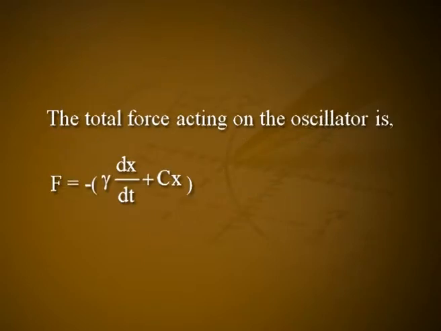The total force acting on the oscillator is F equals negative gamma into dx by dt plus Cx. The negative sign shows that the force is opposite to the displacement, but F equals m into d square x by dt square. So, the equation of motion of a damped harmonic oscillator is m d square x by dt square equals minus gamma dx by dt minus Cx.